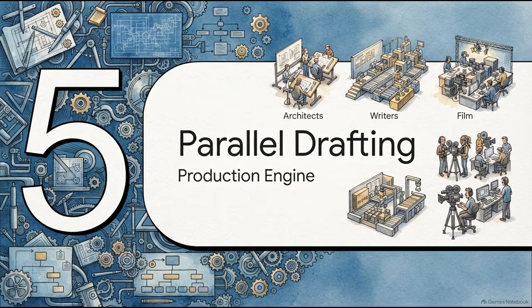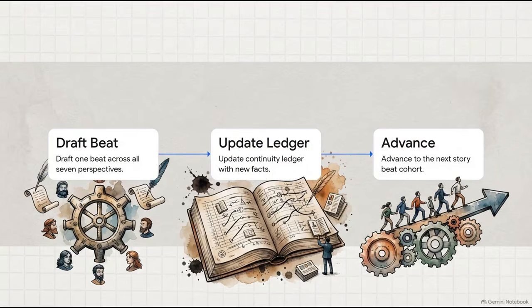Section 5. Parallel Drafting Explained. The Production Engine. All this incredible planning brings us to an immense logistical challenge. I mean, actually sitting down and writing 180 to 220,000 words across 7 intersecting novels. You simply can't write a project like this 1 book at a time. So, they're using a highly unusual production engine.